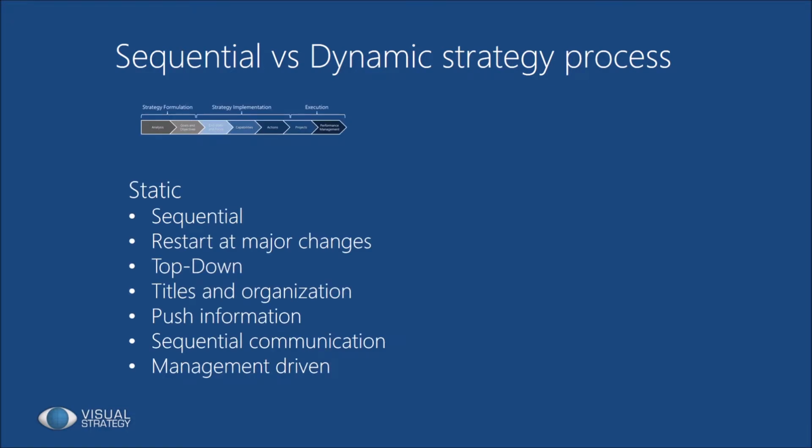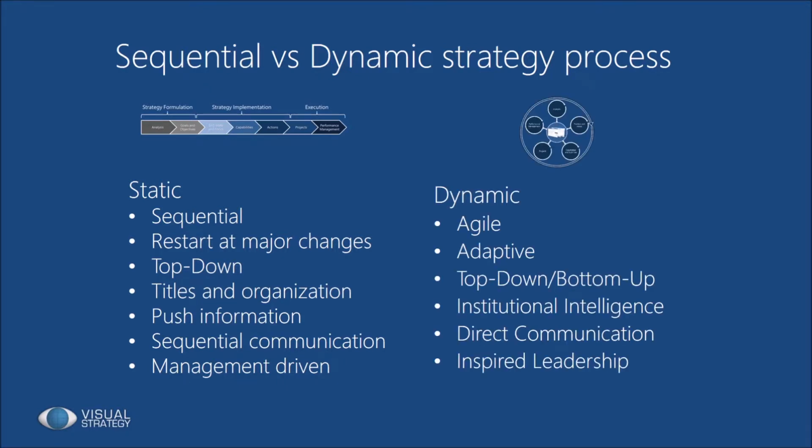What differentiates a dynamic strategy from a traditional static strategy? The static strategy is usually sequential and it usually requires a restart for any major changes. It is management dependent and has top-down characteristics. The dynamic model, on the other hand, is agile and adaptive because the communication is visual. The communication is instant and takes place directly from top down to bottom up. The digital visual strategy also creates an inspired leadership and enhances institutional or practical intelligence, which is often called tacit knowledge in the organization.